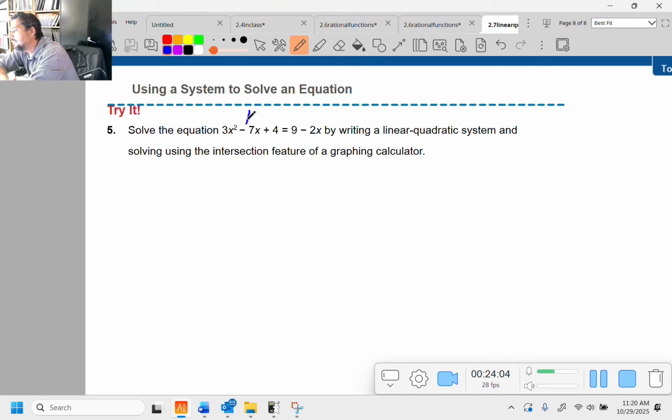So what they want you to do is consider this a y and this a y. So one of your equations is y equals 3x squared minus 7x plus 4. And the other one is y equals 9 minus twice x. And what we're going to do is put the first one in y1 and the second one in y2.